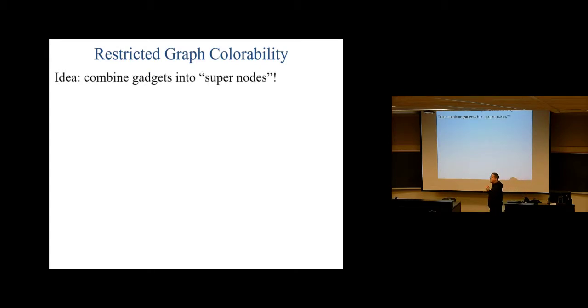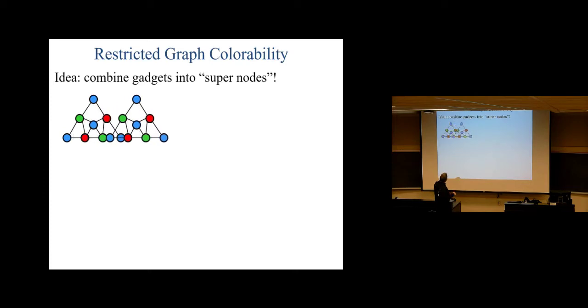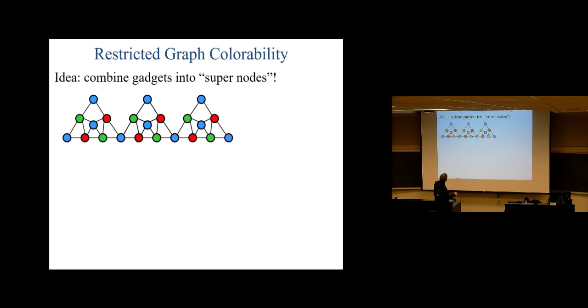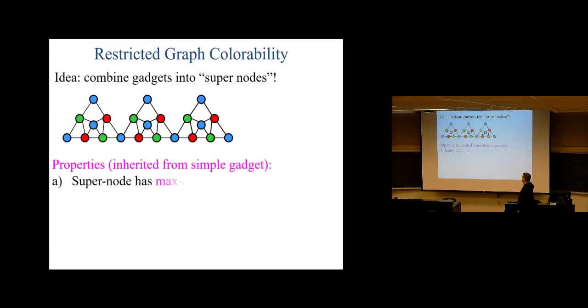So now we're going to take these gadgets and duplicate them and connect them up into larger gadgets. So we'll take this gadget here that we can three color and duplicate it and connect them by the corner. So now we have a bigger gadget made of multiple copies of this small gadget. But this bigger gadget inherits the properties from the small gadget. So consider this gadget to be kind of a super node. You'll see in a minute why I'm using that phrase, super node, or beta node, or whatever you want to think about it.